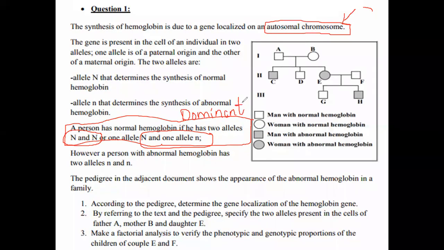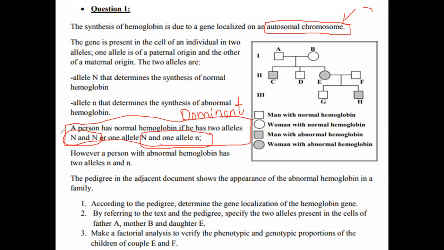Here is one of the questions. Take out from the text the statement that shows that the allele of the normal hemoglobin is dominant over the abnormal hemoglobin allele. Justify your answer. So this is the statement. Justify because the dominant allele can be expressed in both homozygous and heterozygous.